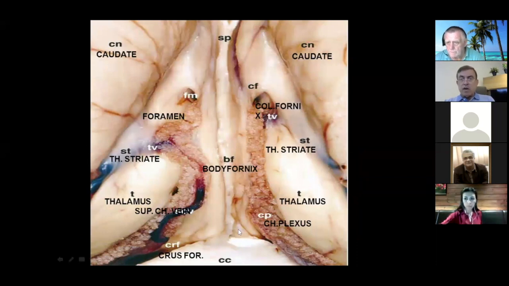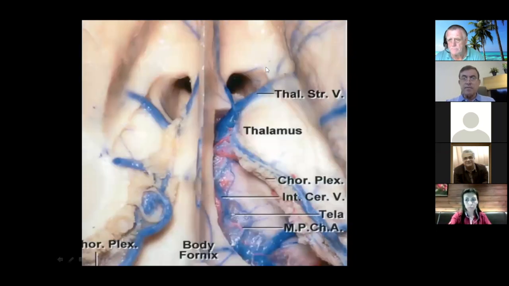Again, the two crura of the fornix joining to form the body of the fornix. And you can see the choroid plexus and the choroid fissure here, the foramen of Monro, the rostrum of the corpus callosum, and so on. If you take half of the body of the fornix, then you can see the tela choroidea of the third ventricle, and you can see here the septal vein joining the thalamostriate vein to form the internal cerebral vein.